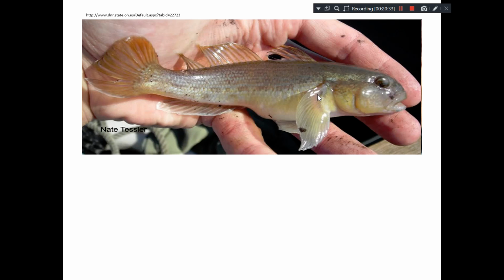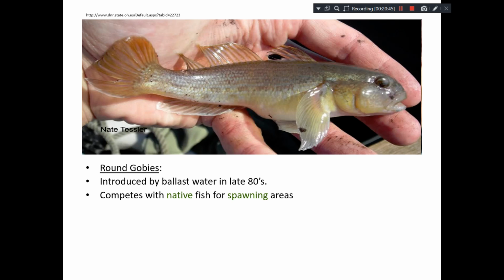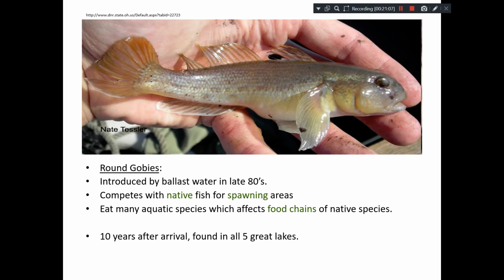This is another fish, known as the round goby. This has also been introduced by ballast water in the late 1980s. They compete with the native fish for spawning areas. This is not a good fish; it is not an edible fish, and they eat many aquatic species. They are voracious feeders. They affect the food chain of the native species. Native species are deprived of the food they used to eat.